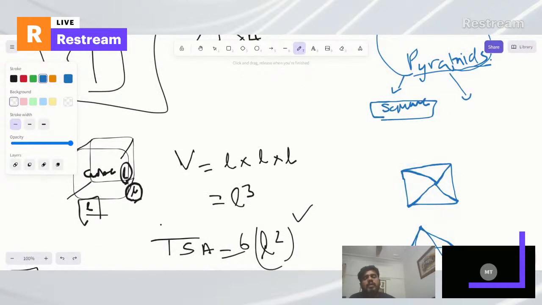Then we can have many different types of pyramid. We can have a rectangular based pyramid as well. So what's a rectangular based pyramid? A rectangular based pyramid is something like this. It has a base of a rectangle and then four triangles on top of it.